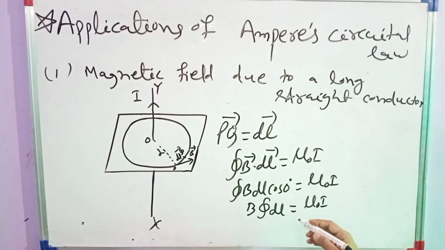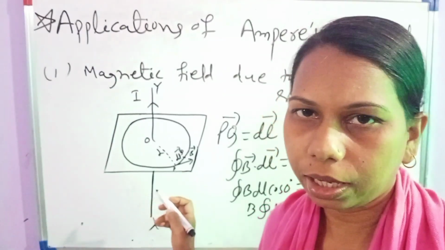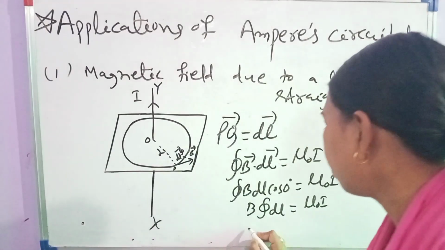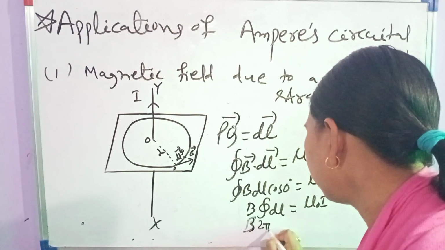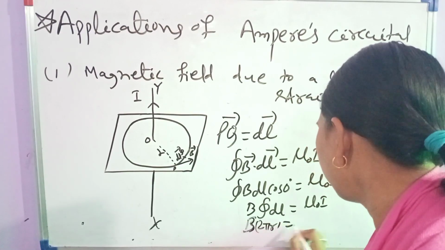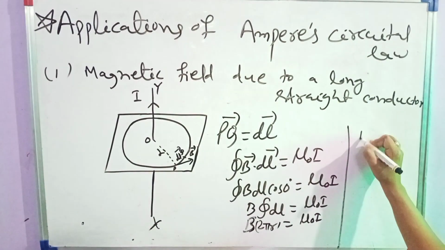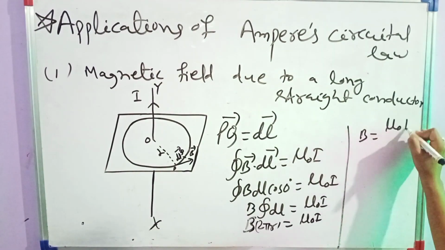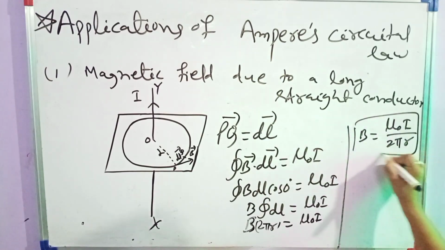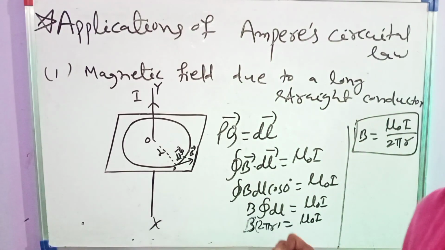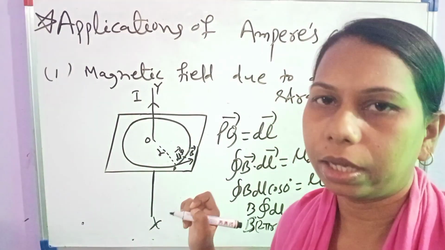We know that the circumference of the circle is 2 pi r, so B into 2 pi r equals mu naught I, which implies that B equals mu naught I upon 2 pi r, which is the required expression for magnetic field due to a straight conductor carrying current.